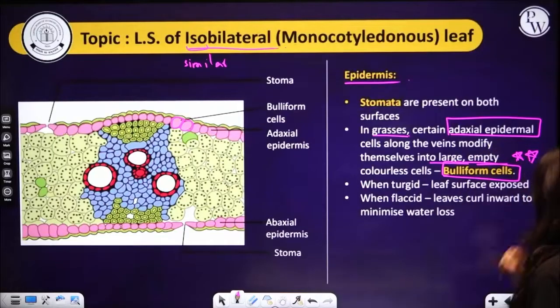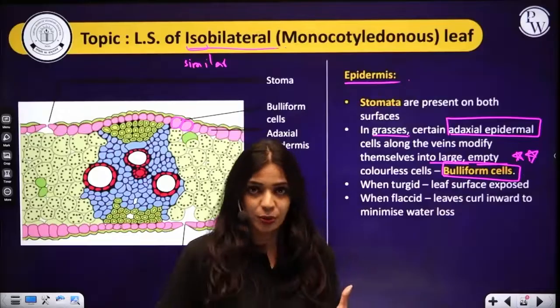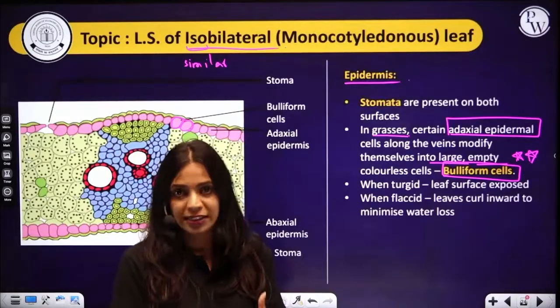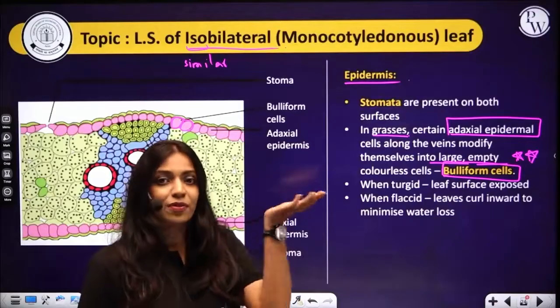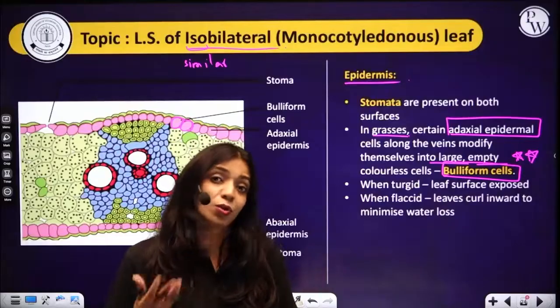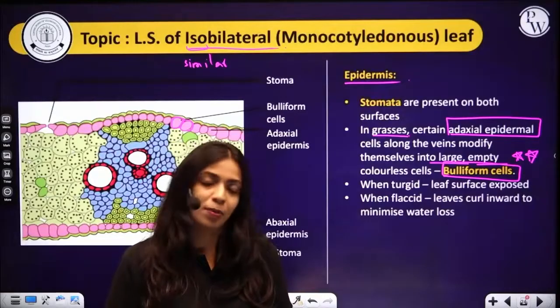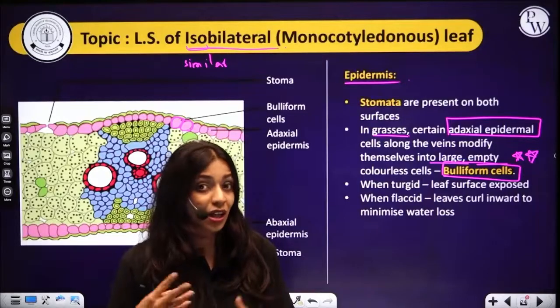Now, what is the function of these bulliform cells? Whenever these bulliform cells are turgid, whenever there is a lot of water inside them, at that time the leaf surface is exposed. Now let's assume the plant is under water stress. There's not sufficient water present in the soil for the plant to absorb. So the transpiration rate, if it increases, photosynthesis cannot happen very well.